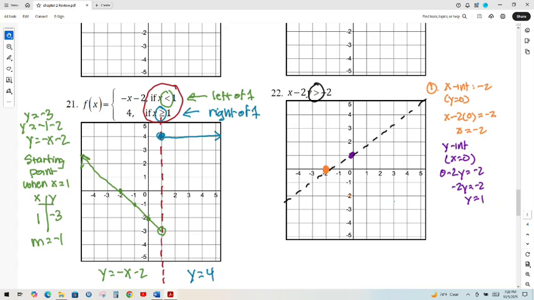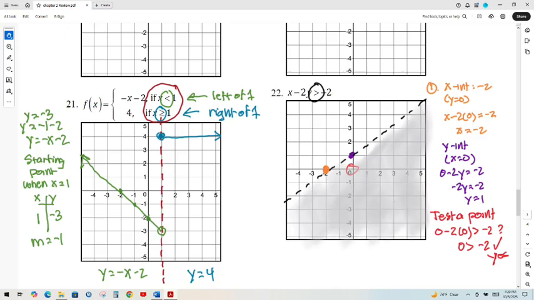Now what we want to do is determine which side we're going to shade. So we pick a point, any point. I usually like to pick 0, 0 if I can. So I'm going to test the point 0, 0 and go with that. If I plug in 0 for x and 0 for y, I end up with 0 being greater than negative 2, which is a true statement. So therefore, I want to make sure I shade on that side where the point is.